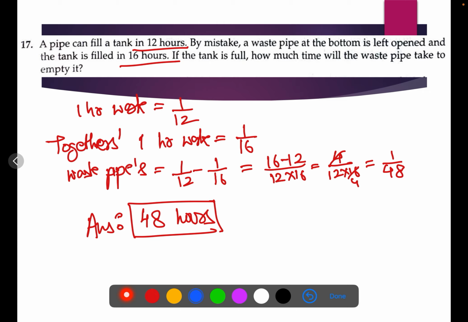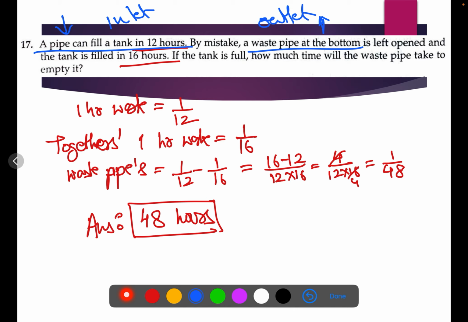I hope the question is clear. This question is a little different because every time we were just finding out, the individual capacities are given and we are finding out together's. Here together and individual is given. It is given that one pipe can fill in 12 hours. Other waste pipe, basically the water is flowing out. So this is inlet and this is outlet. Here the water is coming in and there the water is coming out.